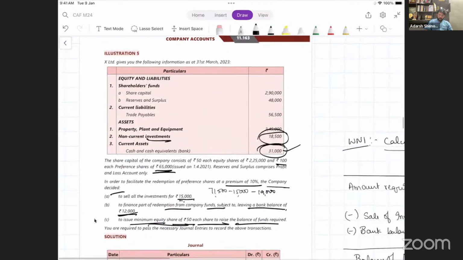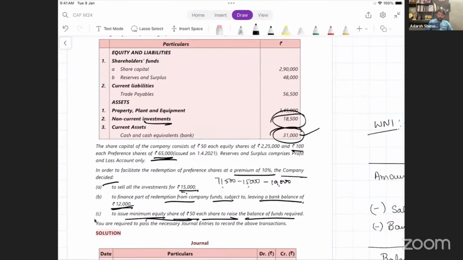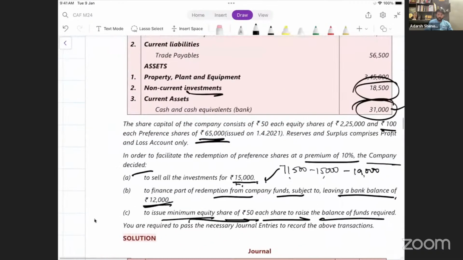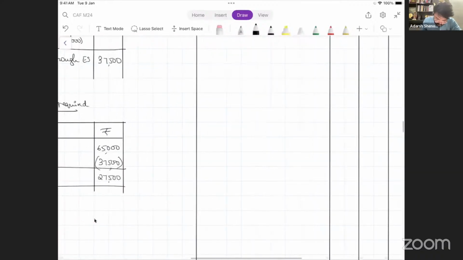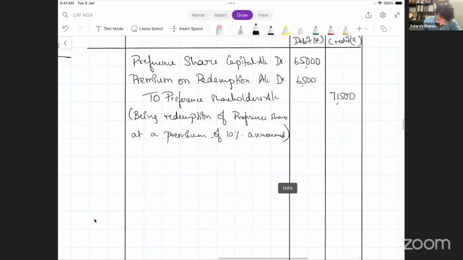Next, I'll just follow this sequence. Sale of investments is happening, 15,000. The book value was 18,500. So bank account debit 15,000. There's a loss of 3,500, which will be debited to the loss on sale account or P&L account. You can debit the P&L account directly, to investments account 18,500. So the journal entry for sale is: bank account debit 15,000 rupees. This is the amount we are getting in our bank account.